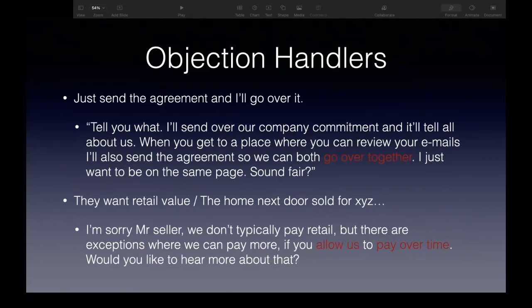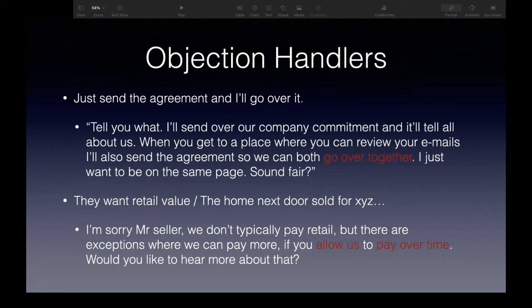So my objection for this is, I'll tell you what, I'll send you our company commitment and it'll tell us all about our company. When you get to a place where you can review your emails, I'll also send the agreement so we can both go over it together. I just want to make sure that we're on the same page. And that right there, if they say yes to that, that means that while they're going over it, you can explain it and get them to sign it while you're explaining it. Otherwise, they're going to put it on the back burner and possibly not even sign it and let time kill that deal.